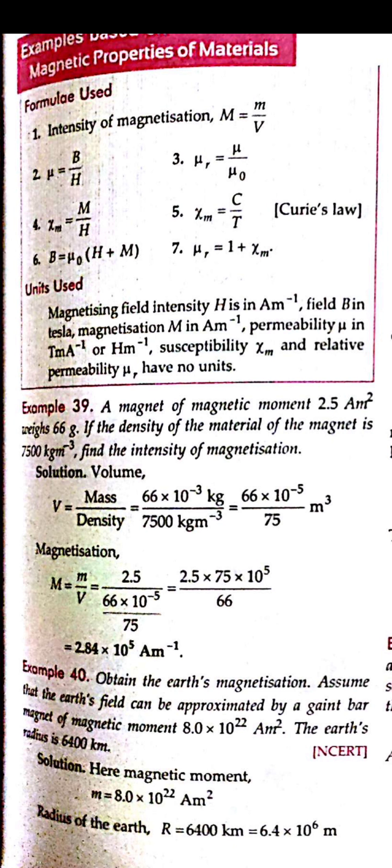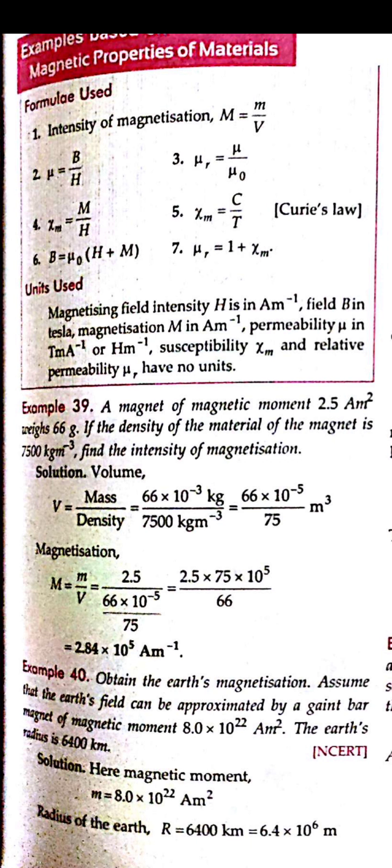The Earth's field can be approximated by a giant bar magnet of a given magnetic moment. We are just imagining that it can be approximated by a bar magnet, of magnetic moment 8.0 into 10 to the power 22 ampere meter square. So this is the value for small m, the magnetic moment. Now we know that the intensity of magnetization capital M is equal to small m upon capital V, that is, magnetic moment upon volume. For volume we can use mass upon density, or for any shape we can find out the volume.